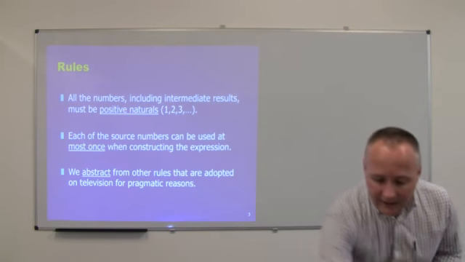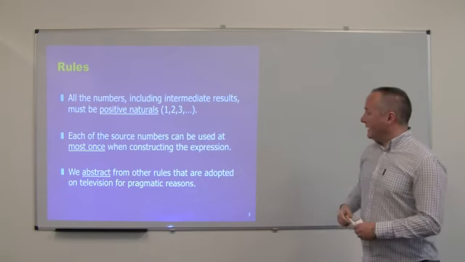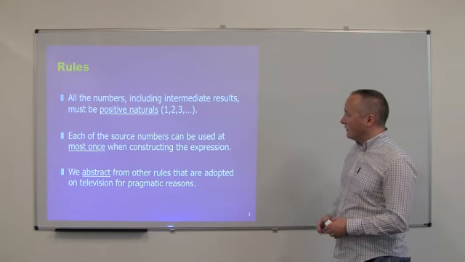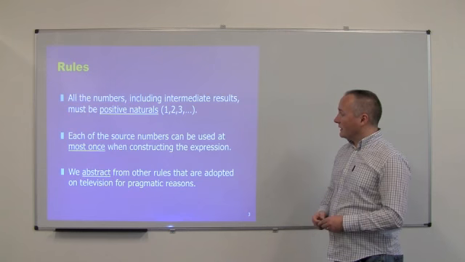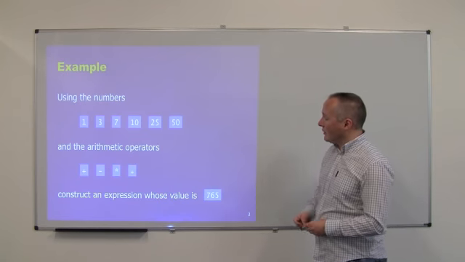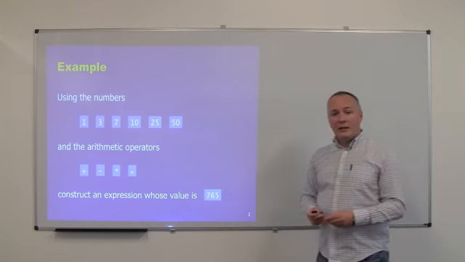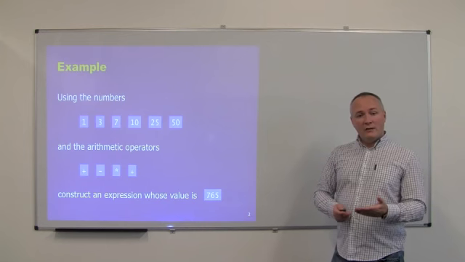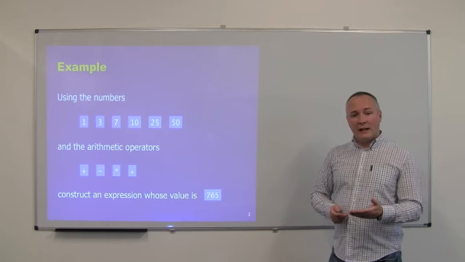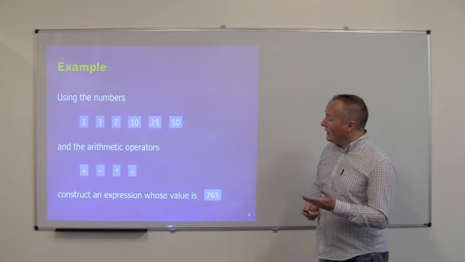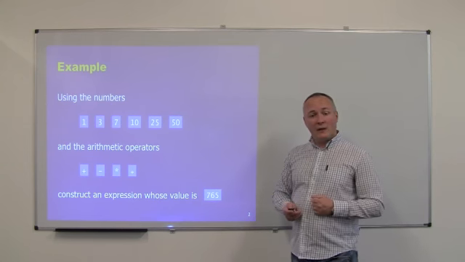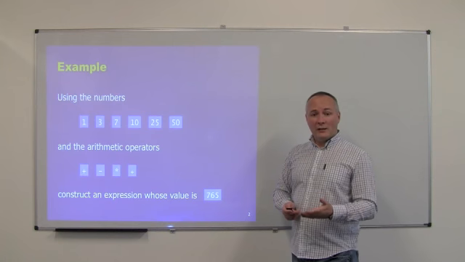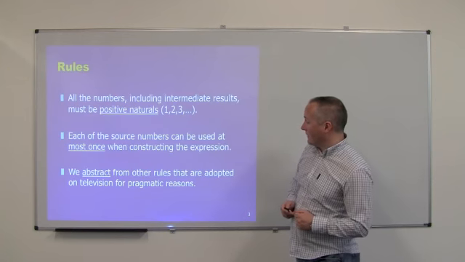The second rule in the game is that each of the source numbers that you are given can be used at most once when you're constructing an expression. So if we go back to our example here, you're given 6 numbers, you don't need to use all of them, but once you've used any of them, you can't use it again. In particular, if you've used the number 1, you can't use it again unless you're actually given 2 copies or 3 copies of 1 in your given numbers at the start.